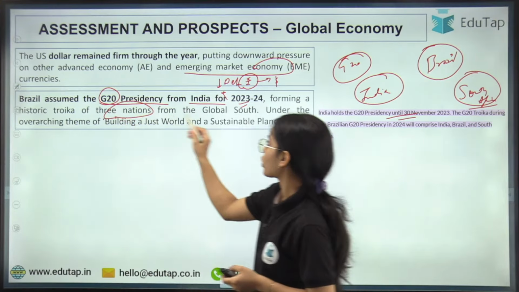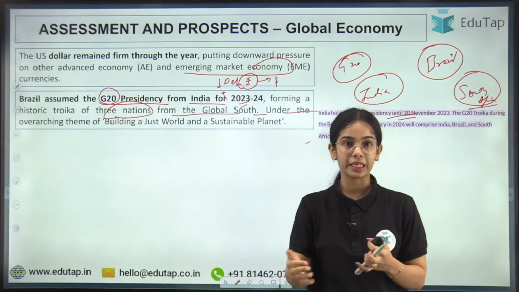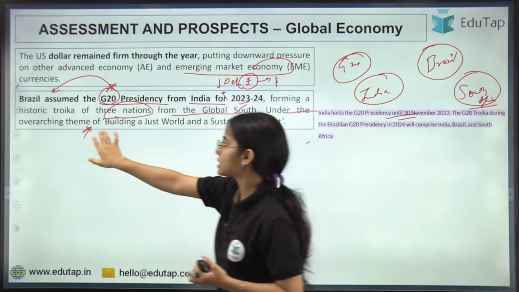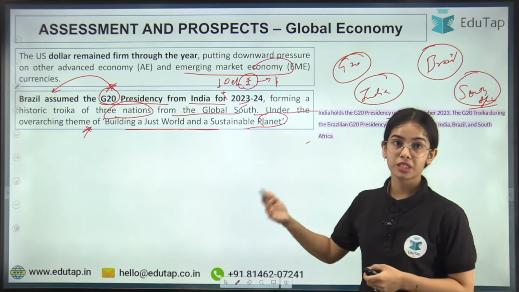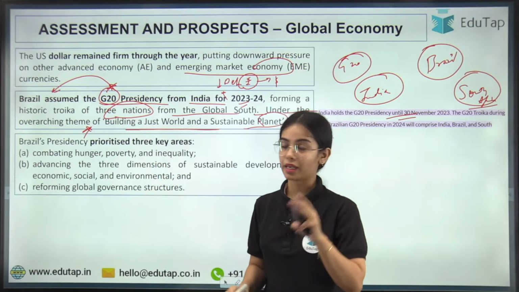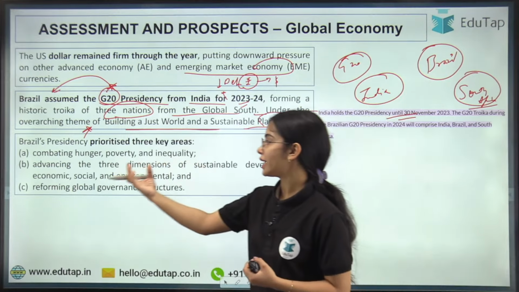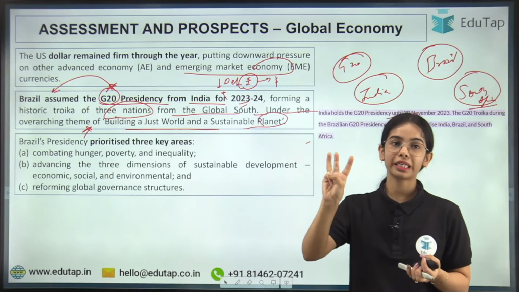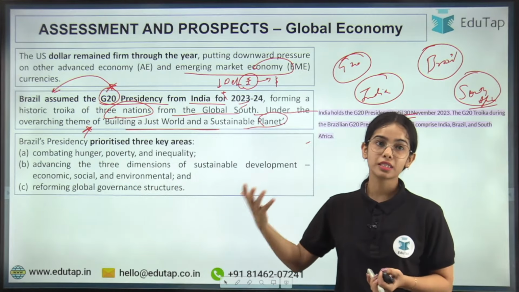So the 3 nations from the global south came together under an overarching theme. Brazil took the G20 presidency from India, and the theme under the Brazil presidency was building a just world and a sustainable planet. Brazil's presidency prioritized 3 key areas: combating hunger, poverty and inequality; advancing the 3 dimensions of sustainable development, that is economic sustainability, social sustainability and environmental sustainability; and reforming the global governance structures and making them better.